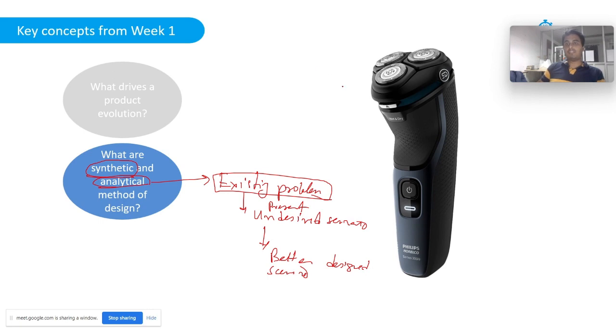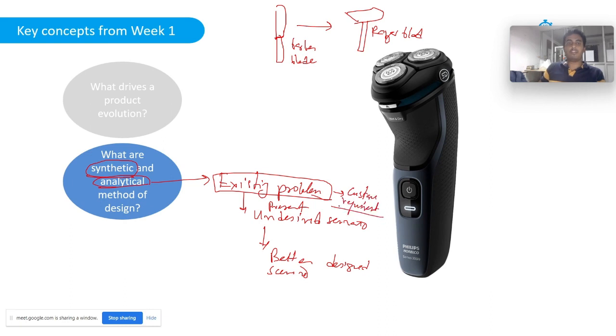So for example, the case where you have the barber blade, and then you have a transition to a razor blade, this razor blade is a case which is called analytical design. This is based on the principle that you identify a problem, then you try to solve that, and you come up with a solution which serves the purpose and satisfies the customer requirement. Okay, so this is analytical.